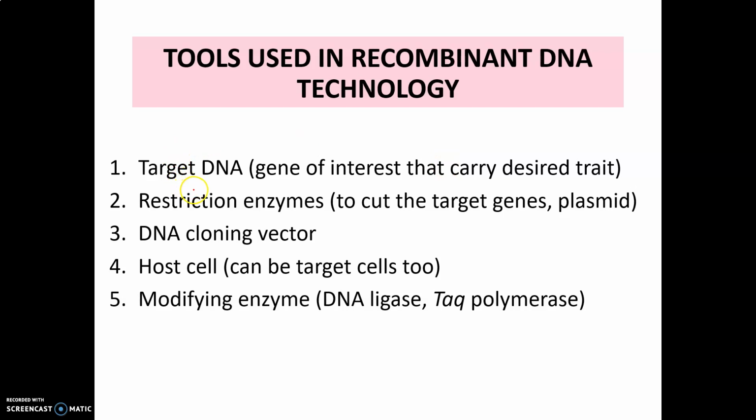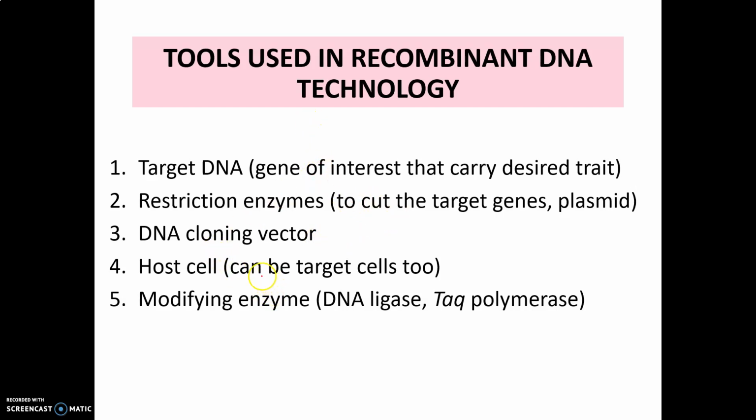Yang kedua adalah kita nak cut the DNA and the plasmid, so we need enzymes to do that. Itu yang kita panggil restriction enzymes, the one that cut the target genes ataupun plasmid in order to allow insertion to occur. And then kita juga memerlukan the one that carry the DNA, the gene of interest, iaitu the plasmid, which is in this case DNA cloning vector ataupun kita akan gunakan plasmid lah for our syllabus. And then kita memerlukan target cell, which is the host cells.